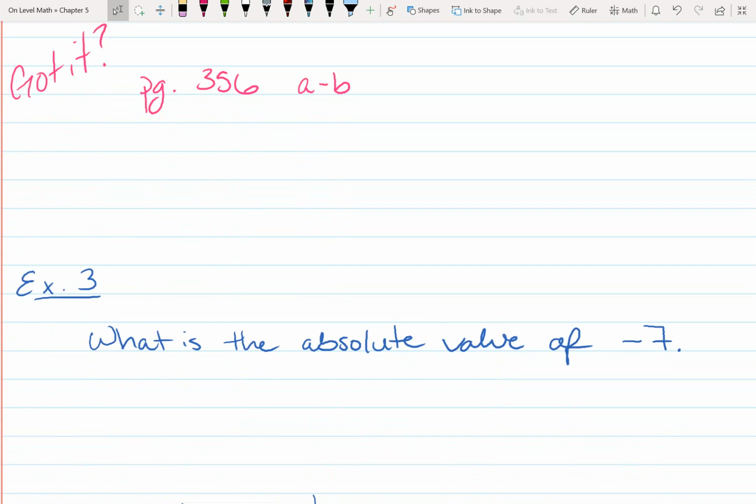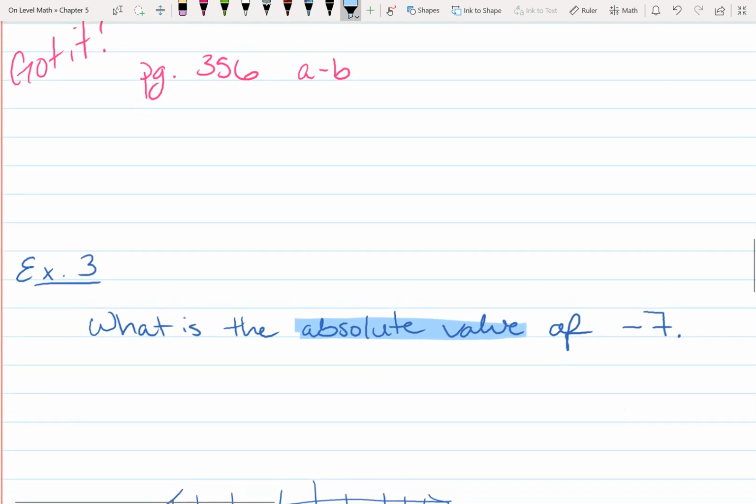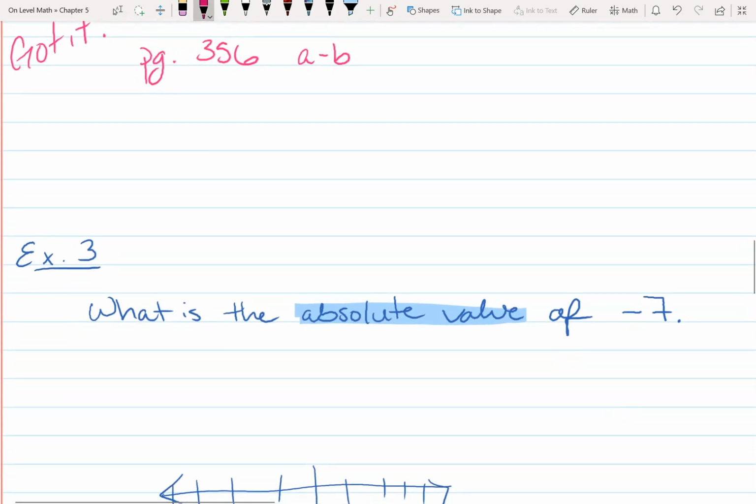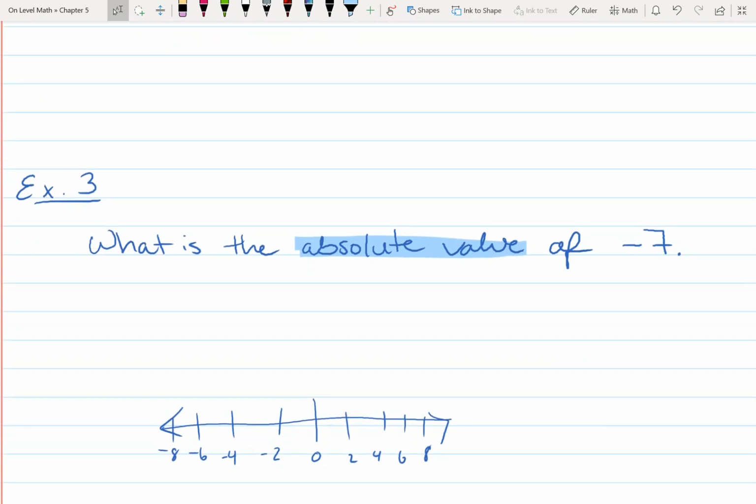Alrighty, example 3. Now let's highlight. We're working with absolute value, so no longer opposites, just absolute value. What's the absolute value of negative 7? Well, that's really asking us, how far away from 0 on the number line is negative 7? And if it helps you to draw a number line, you're welcome to do that.